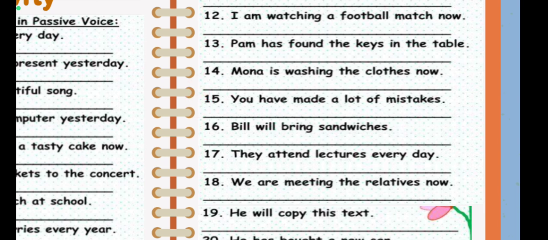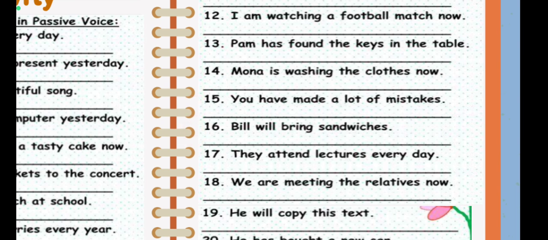You have made a lot of mistakes. That's the object. Yes. Okay. A lot of mistakes has been made by you. That's good. Okay.